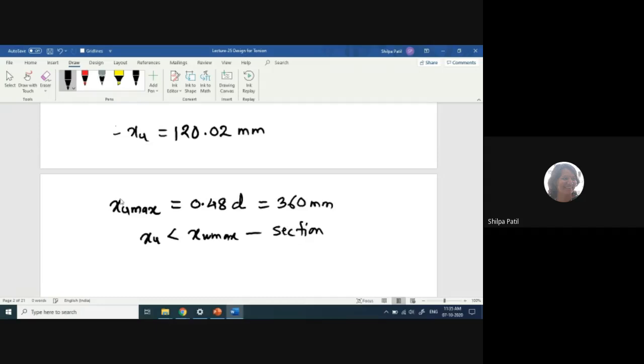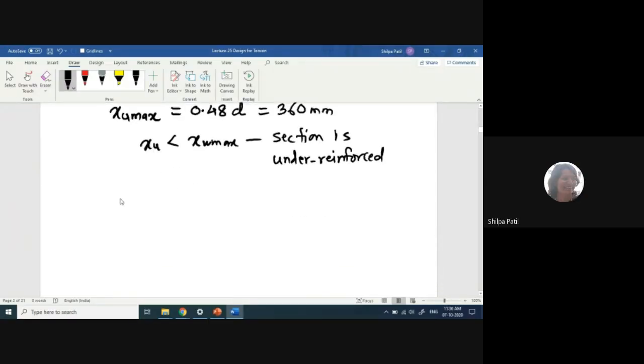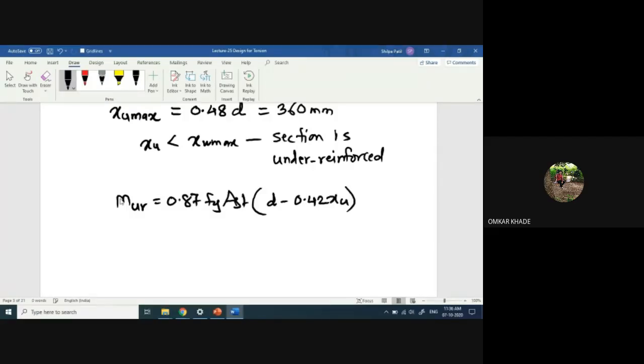Now which formula can we use here? 0.87 FY AST, the easy formula. Wait, why are you rushing so much? MUR is equal to 0.87 FY AST into bracket, tell me the formula: D minus 0.42 XU. Now tell me MUR. 317.40 kilonewton meter. This is the MUR, total MUR.